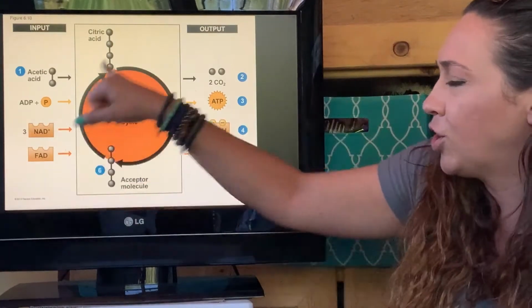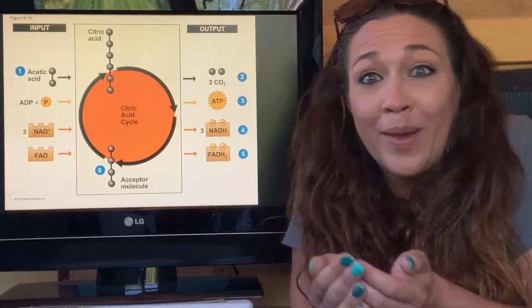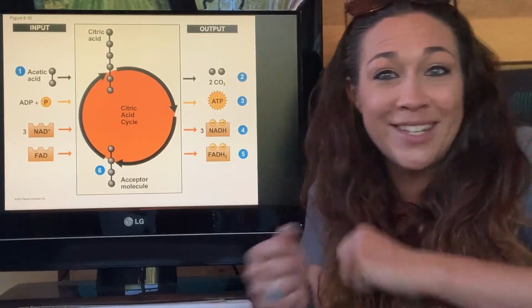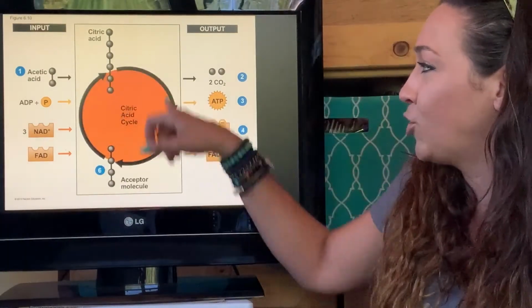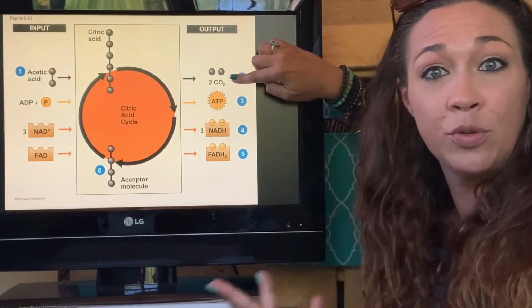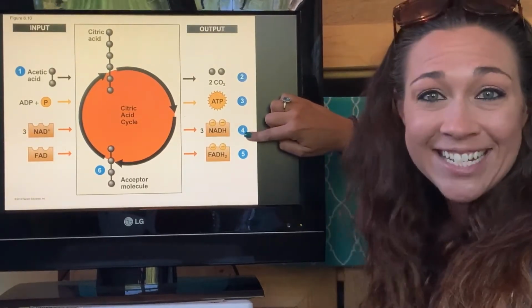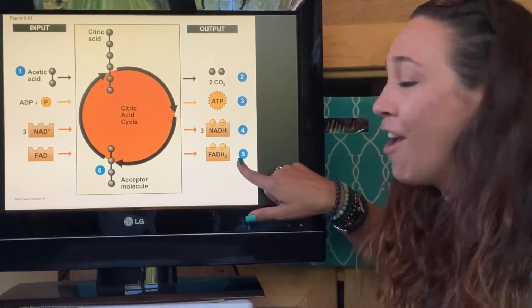And it's going to turn. All 3 of these are just like those enzymes. They're just waiting to pick up their products. They're standing by. After the end of the citric acid cycle, we now produce 2 CO2, so even more CO2 is produced. We produce ATP, we produce NADHs, and we produce FADH2.